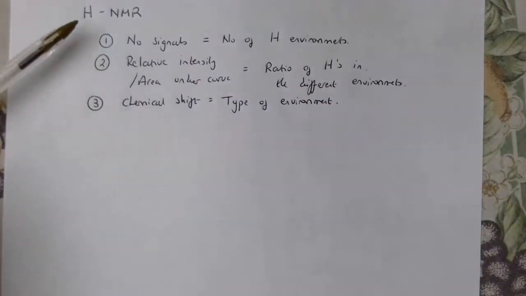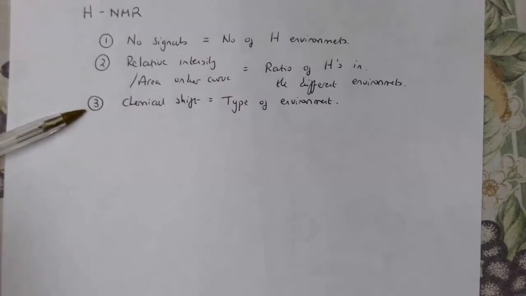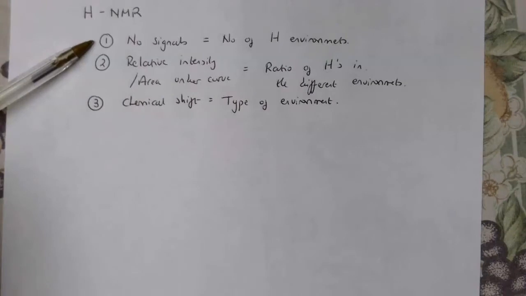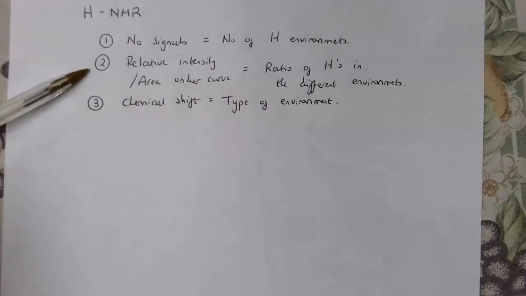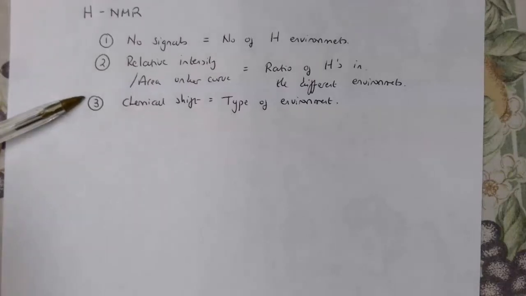So we get 3 pieces of information from what we call a low resolution NMR. The number of signals gives us the number of hydrogen environments. The relative intensity, or the area under the curve, gives us the ratio of the hydrogens in their different environments. And the chemical shift tells us something about the type of environment. So on the bottom of page 10, we've got 6 examples, and we'd like you to draw those out and have a go at doing them.